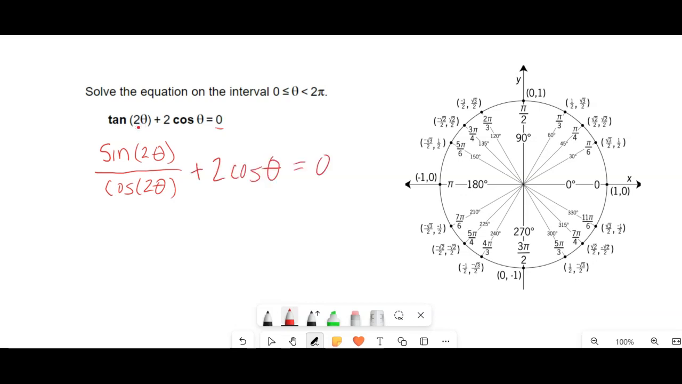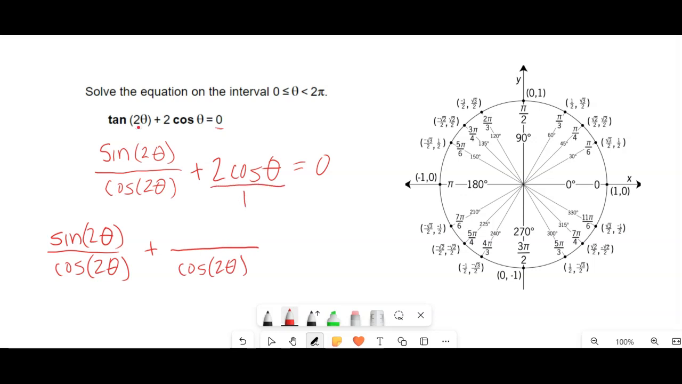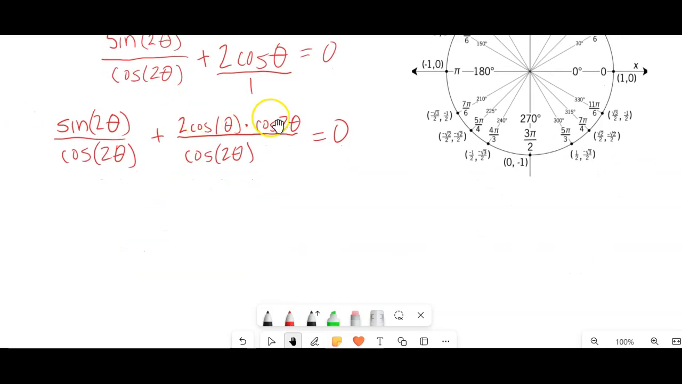So I'm going to add the 2 cosine theta to that. And to get this to work out, I need a common denominator. So this already has the denominator of cosine 2 theta, and I'm going to make that be the denominator. Again, think of this as just like over 1. I'm multiplying the 1 times the cosine of 2 theta, so I need to multiply the top by that as well. Now that I have a common denominator, I can combine these into a single expression.